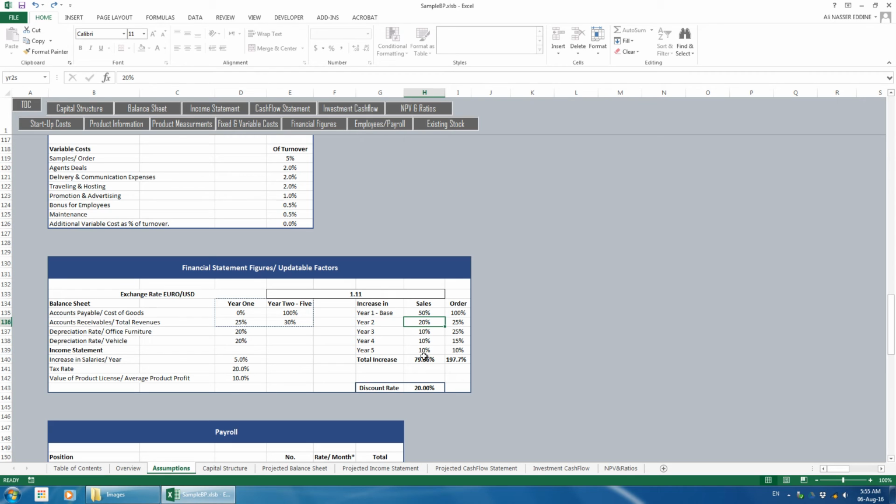To the last box in this section, the discount rate is the rate at which you discount your future cash inflow to calculate the net present value.